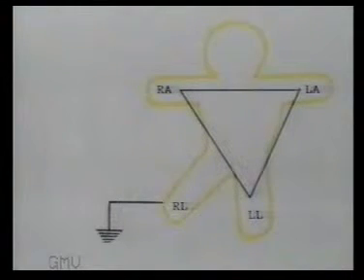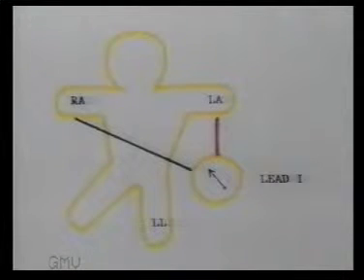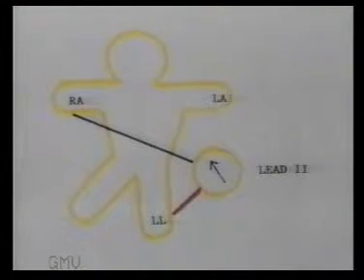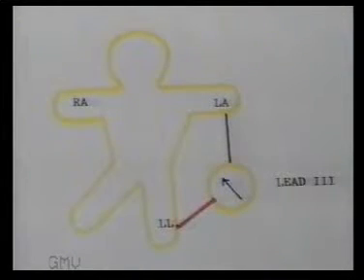So in effect, we have 3 active electrodes whose combinations will give us 6 leads. 3 bipolar leads, 1, 2 and 3, and 3 unipolar leads, AVR, AVL and AVF. Leads 1, 2 and 3 are bipolar leads, and they record the electric potential difference between two extremities at a time. Lead 1, as you can see, records the potential difference between left arm and right arm. Lead 2 records the potential difference between left leg and right arm. And lead 3 records the potential difference between left leg and left arm.